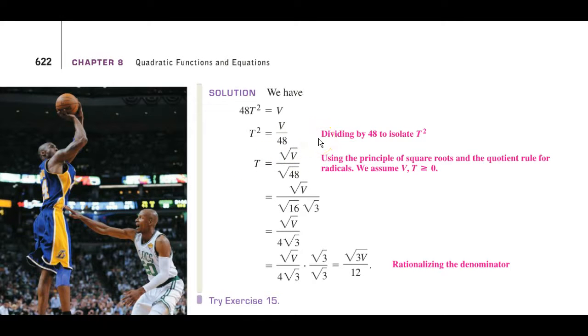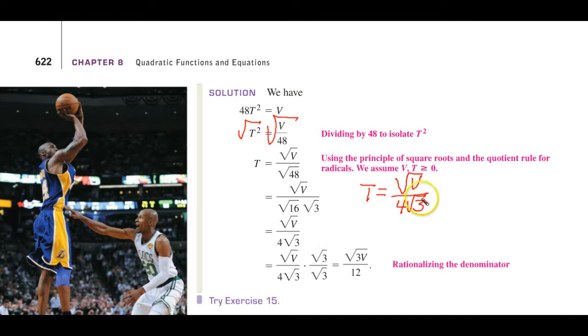Now, the key is, and I didn't mention that on the previous slide, that once you take the square root of this, which is all of that, you get a radical in the denominator. So they do want you to simplify. This is going to be t equals the square root of v over the square root of 48, which is the square root of 16 times 3, back from chapter 7. So this gives you 4 square root of 3.